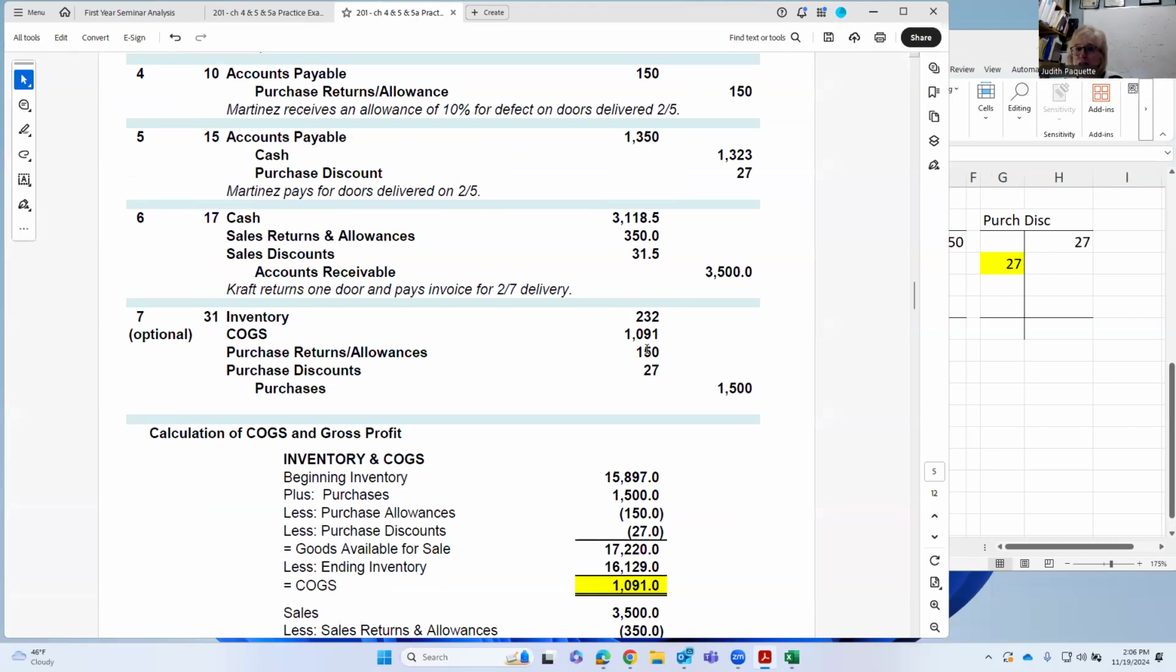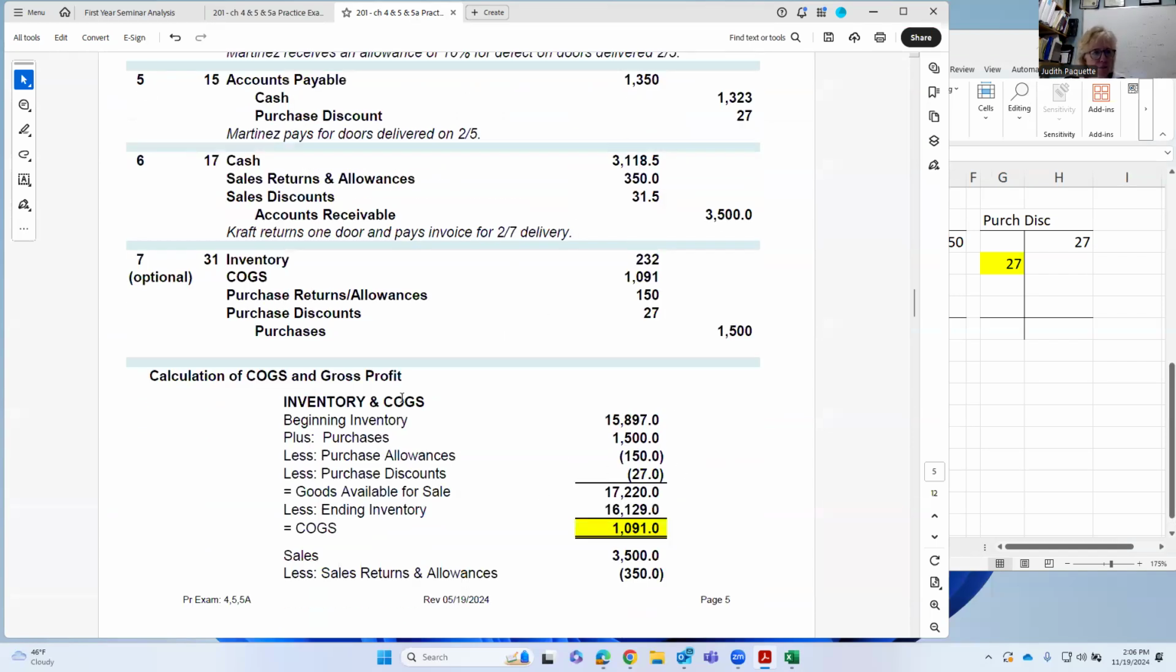You can do it the long way, and you will need to know how to calculate cost of goods sold: beginning inventory, plus purchases, less purchase allowances, less purchase discounts equals goods available for sale.